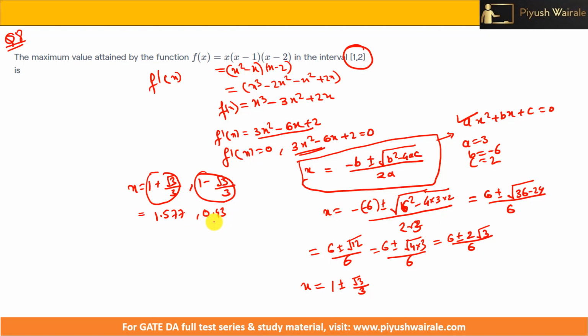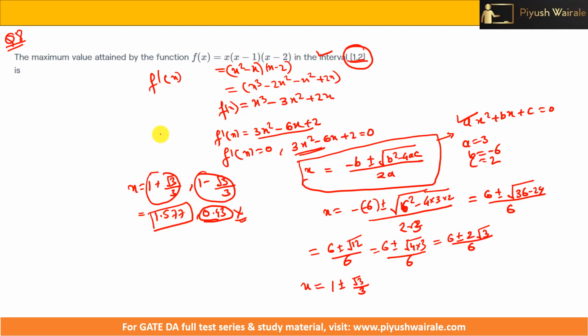But if you observe, the second point, 0.43, does not lie in my interval, 1 and 2. It is less than 1, so it does not come under my interval 1 comma 2. So we are not going to consider this stationary point. We have only one stationary point here, that is 1.577.